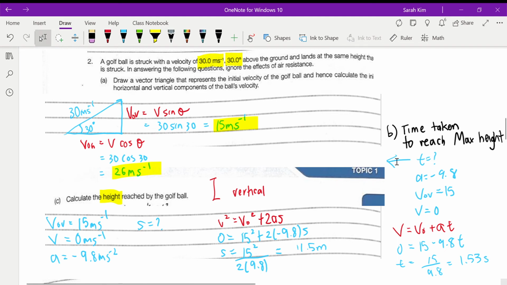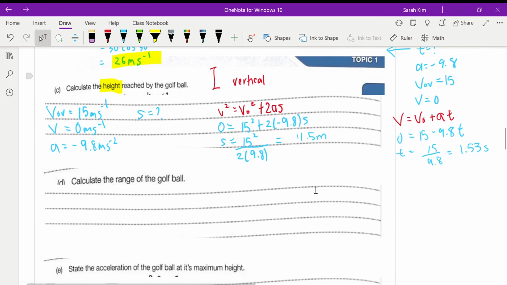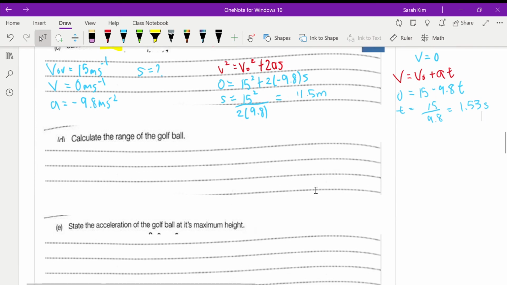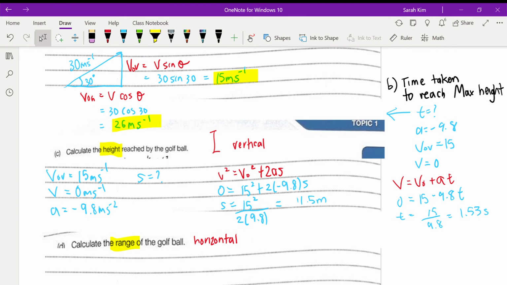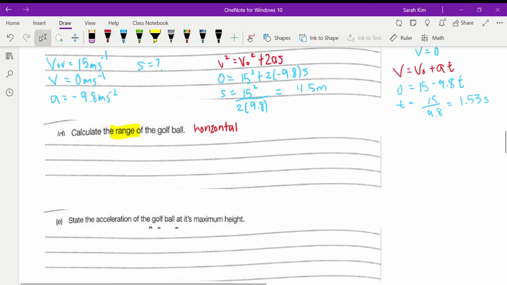I just squeezed it in there. Let's move on. Calculate the range of the golf ball. Now, the word range hopefully triggers that you understand that it's a horizontal component. So you have to use the horizontal initial. So that's 26 meters per second over here. So just be aware of that. Range, so that's the distance.